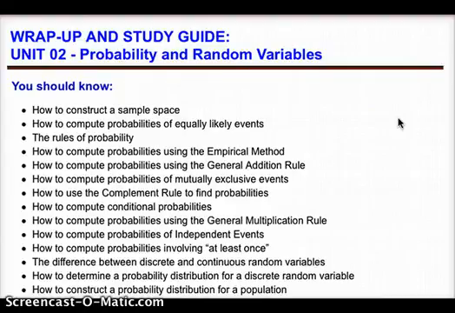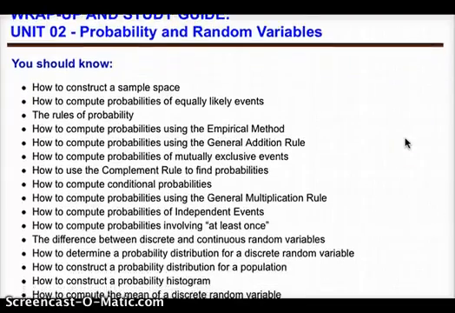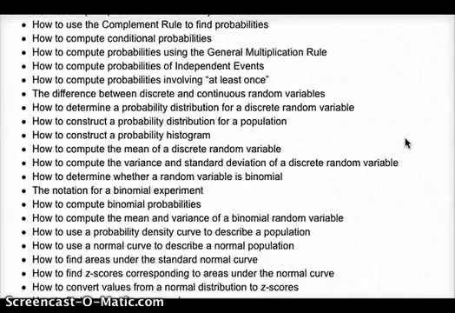Remember, it's really your responsibility to go through the lessons. It's important that you learn the material. All right, so you should know this idea of constructing a sample space. Hey, if I throw 2 coins, what are the possibilities? Heads, heads, heads, tails, tails, heads, or tails, tails. That's a sample space. All the possible outcomes.